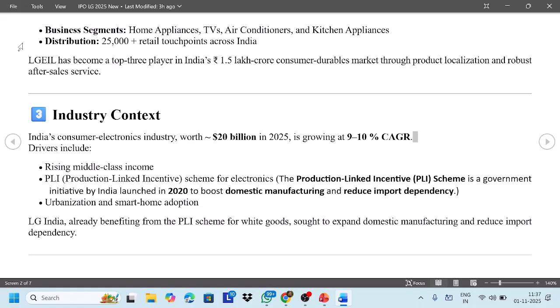So there are the QIBs, qualified institutional buyers, basically 13 institutions. From their side, the issue was 12.4 times oversubscribed. The NIIs, the non-institutional investors, the HNIs, high net worth individuals, subscribed 9.1 times. Retail investors subscribed 6.3 times. So overall, it was oversubscribed almost 9.8 times.